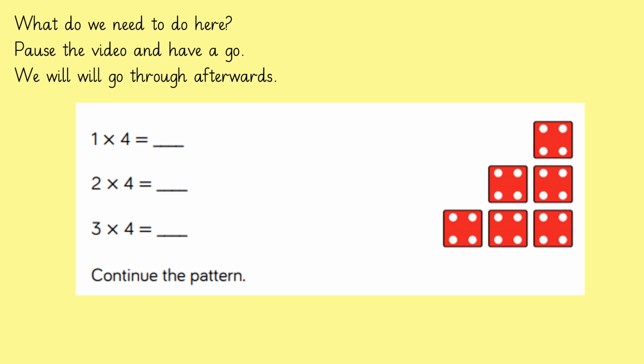Right, so what have you done? You could take a picture or get a parent to take a picture and pop it on Dojo so I can see. But what I would have done is I would have continued and gone 4 times 4, 5 times 4, 6 times 4, all the way up until 12 times 4. So at the end one, I will have 12 dice, all showing 4.